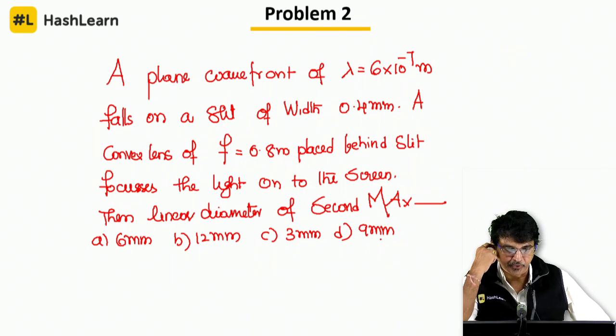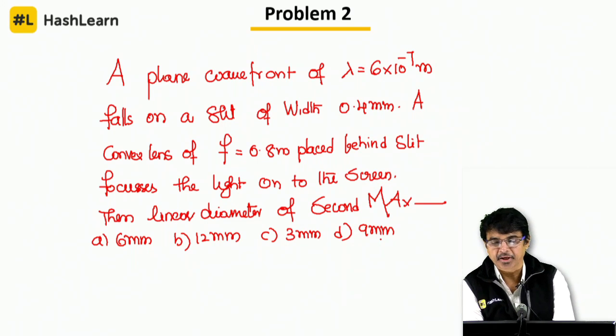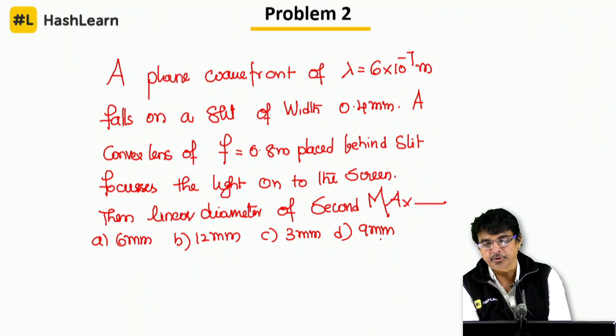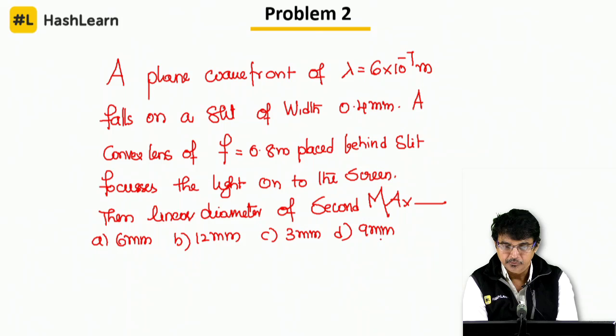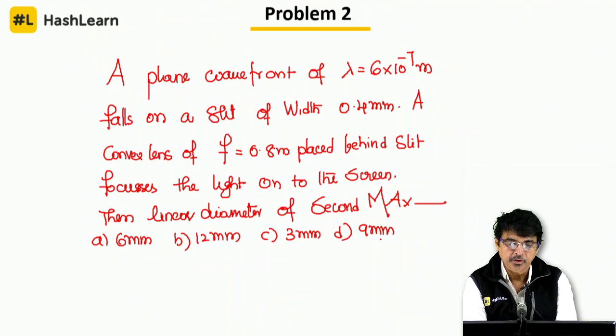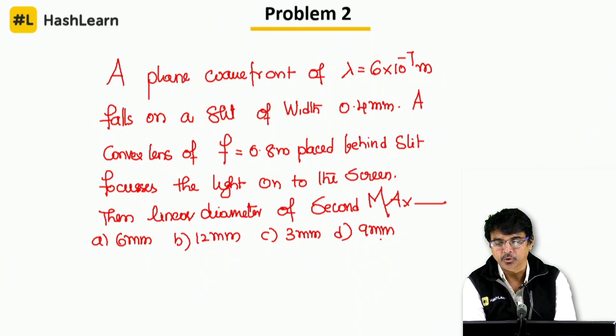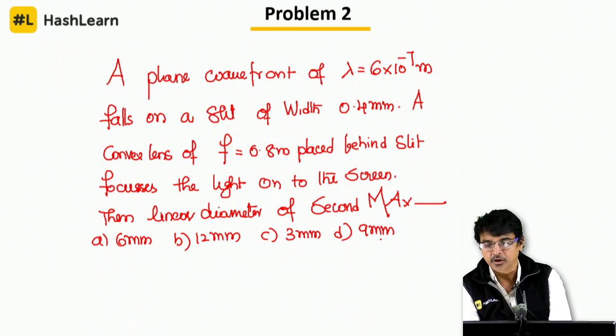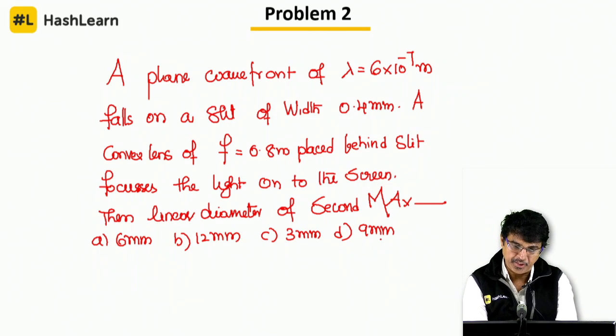Once again I am narrating the problem. A plane wavefront of lambda 6 into 10 power minus 7 meter falls on a slit of width 0.4 mm. A convex lens of focal length f is equal to 0.8 meter placed behind the slit focuses the light onto the screen. Then linear diameter of the second max. Option A, option B, option C, option D.